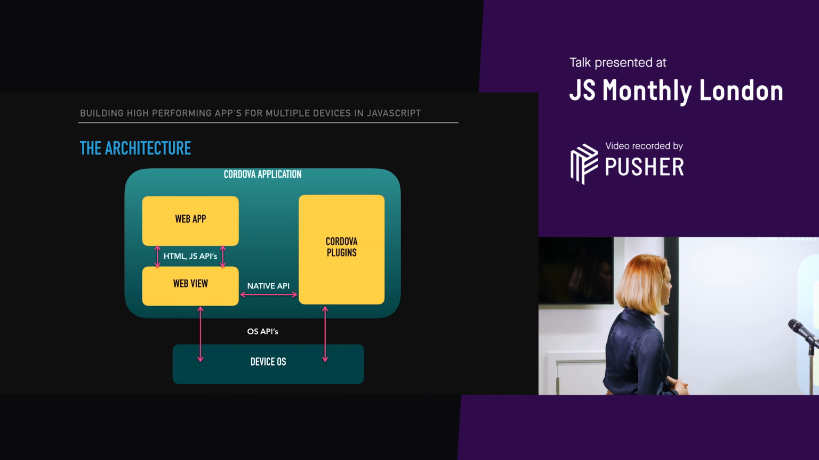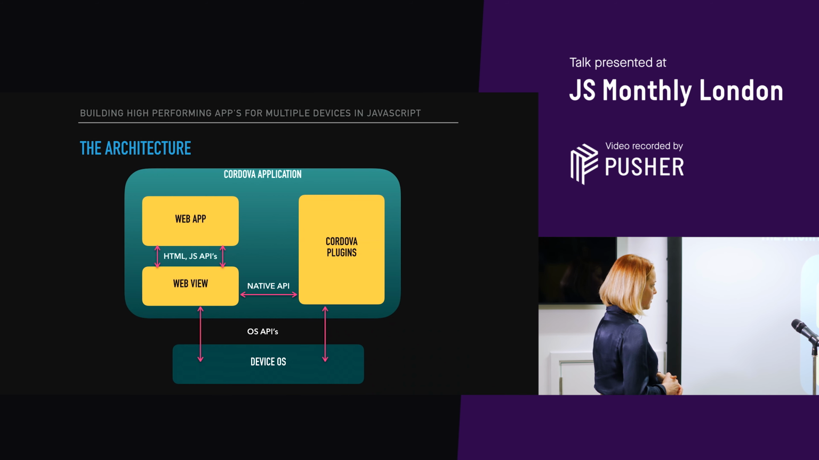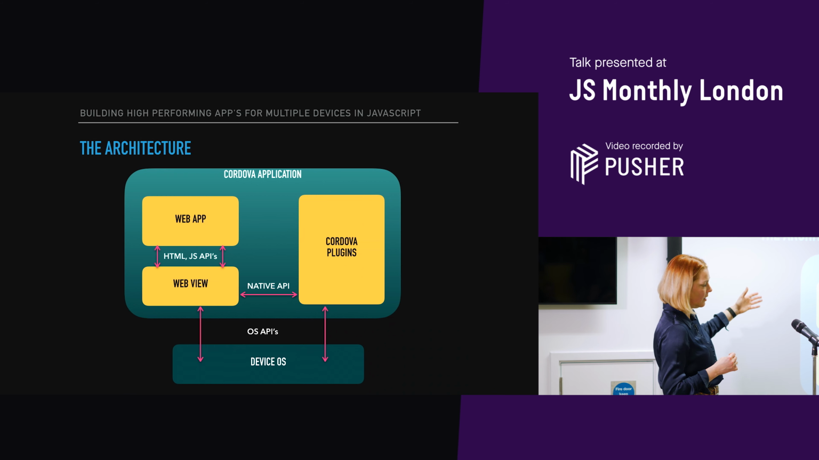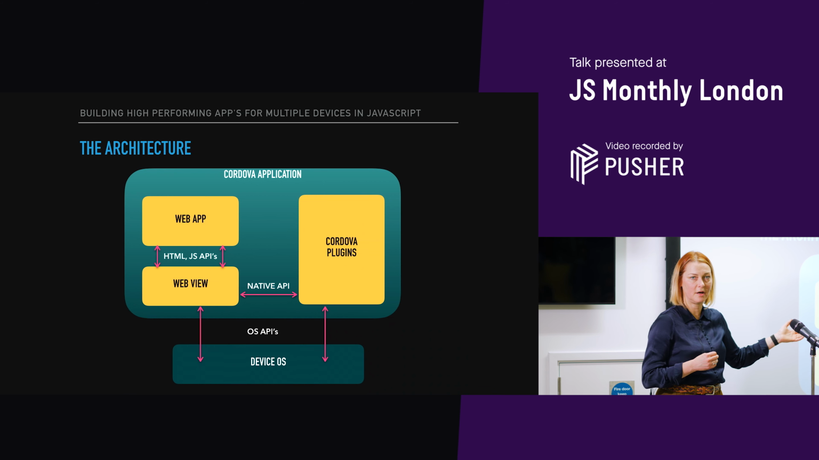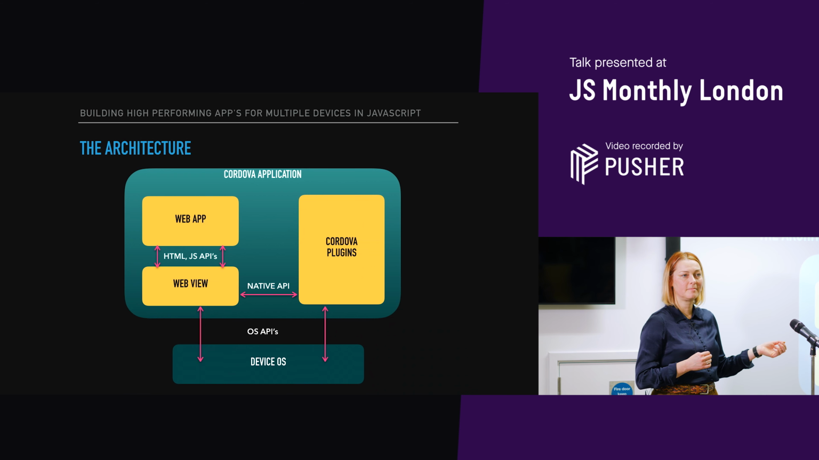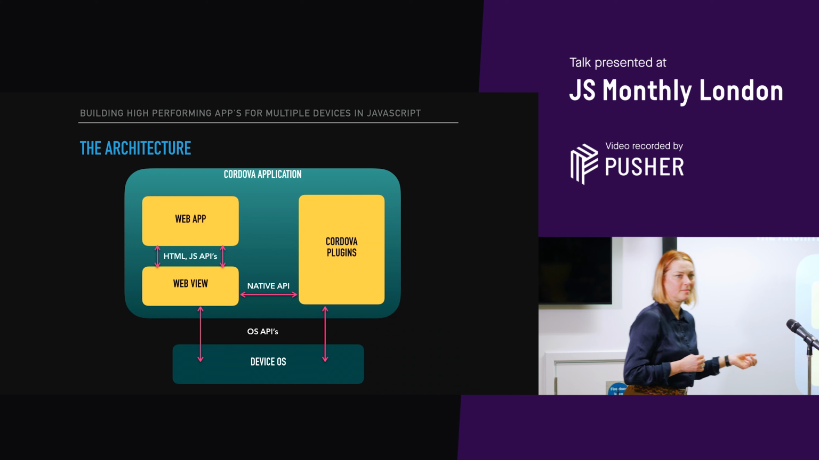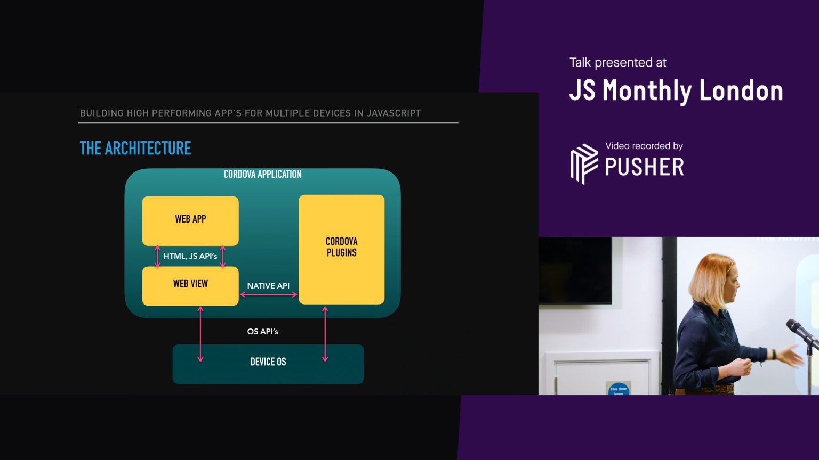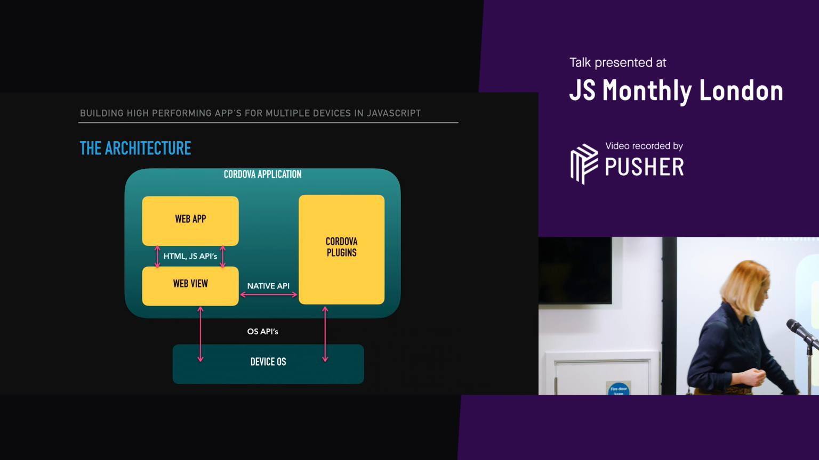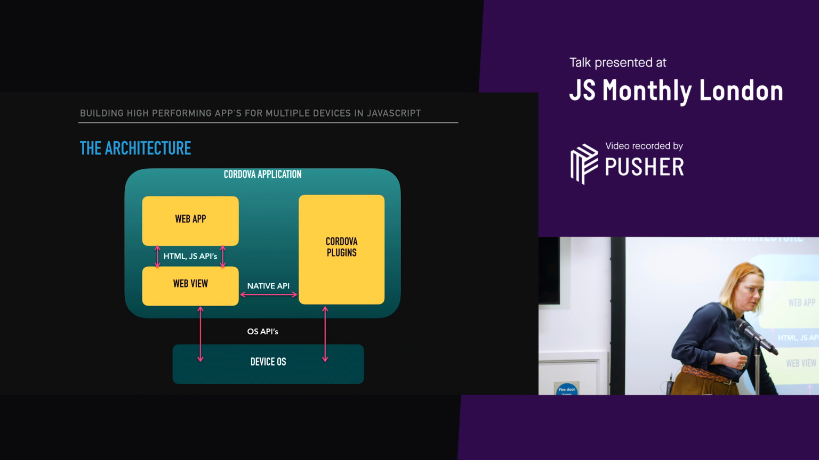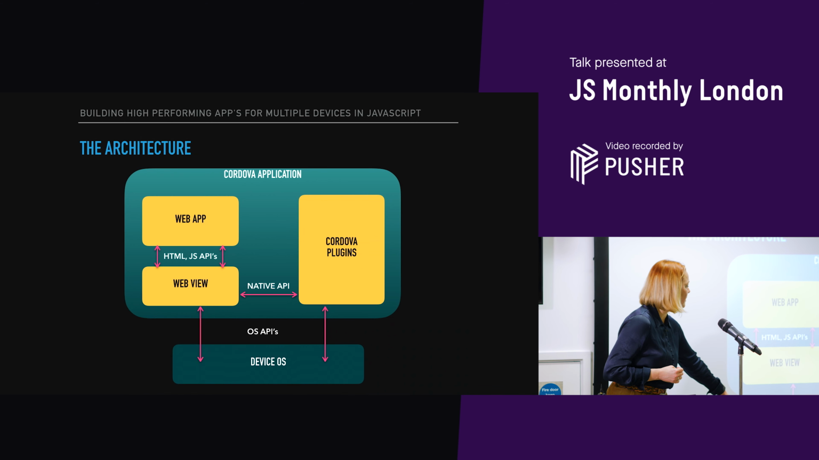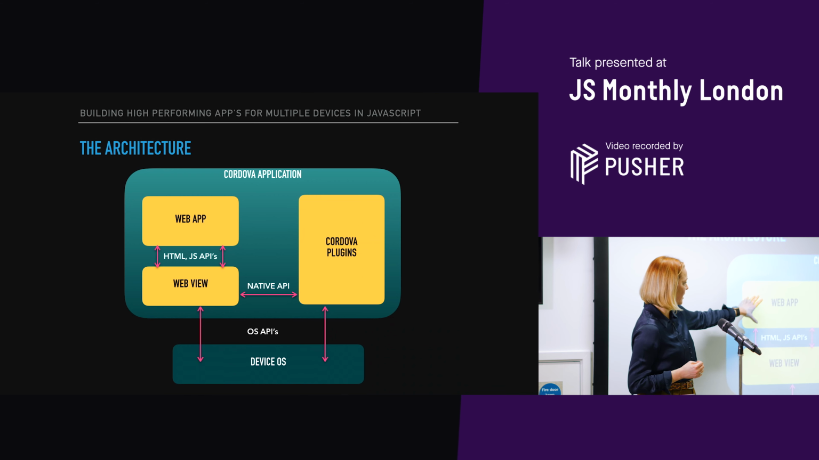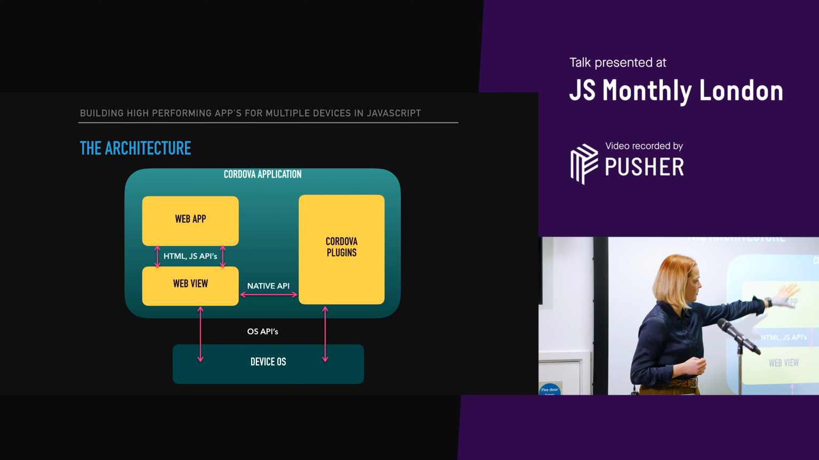And this is our architecture. I guess it's quite standard. I guess some of you already developed hybrid apps. Anyone? So we have a Cordova wrapper. What it is providing to us is communication between the device OS and our web app through the web view and Cordova plugins.